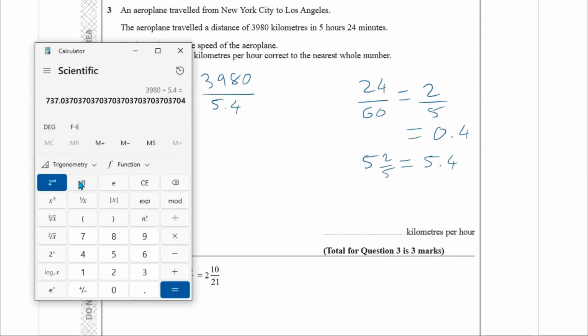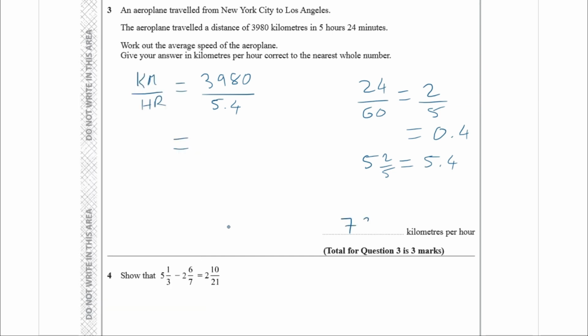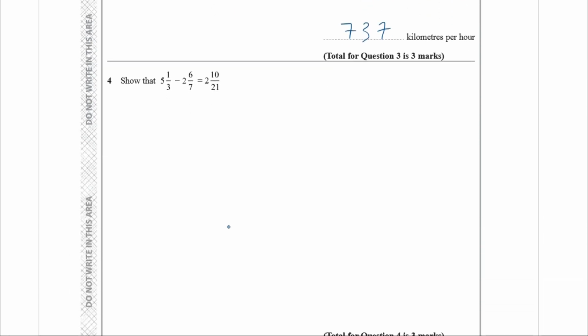So it looks like 3,980 divided by 5.4 is 737 kilometers per hour. And when you think about it, planes tend to travel at speeds above 700 kilometers per hour, so this seems reasonable. And it says to the nearest whole number. Now this is closest to 737, so we can just write that down. And we'll be happy with that question for 3 marks.